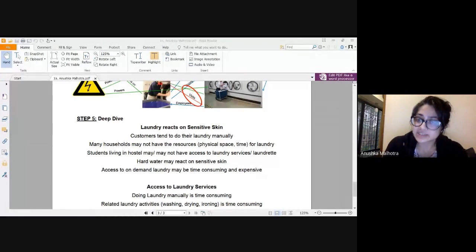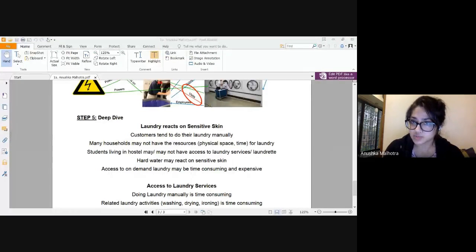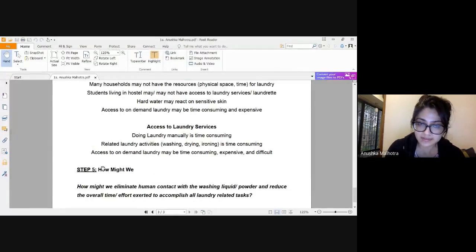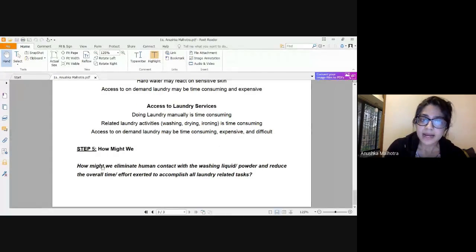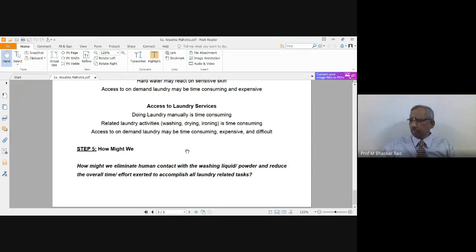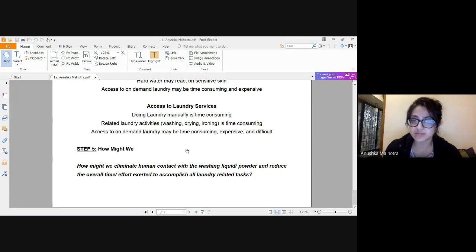The second is access to laundry service. Doing laundry manually is time consuming. Related laundry activities such as washing, drying and ironing is also time consuming. So if you could scroll down, please. And also the last is the access to on-demand laundry may be time-consuming, expensive and difficult, and it may also be the case where within your vicinity and proximity you might not even have access to the laundry service.